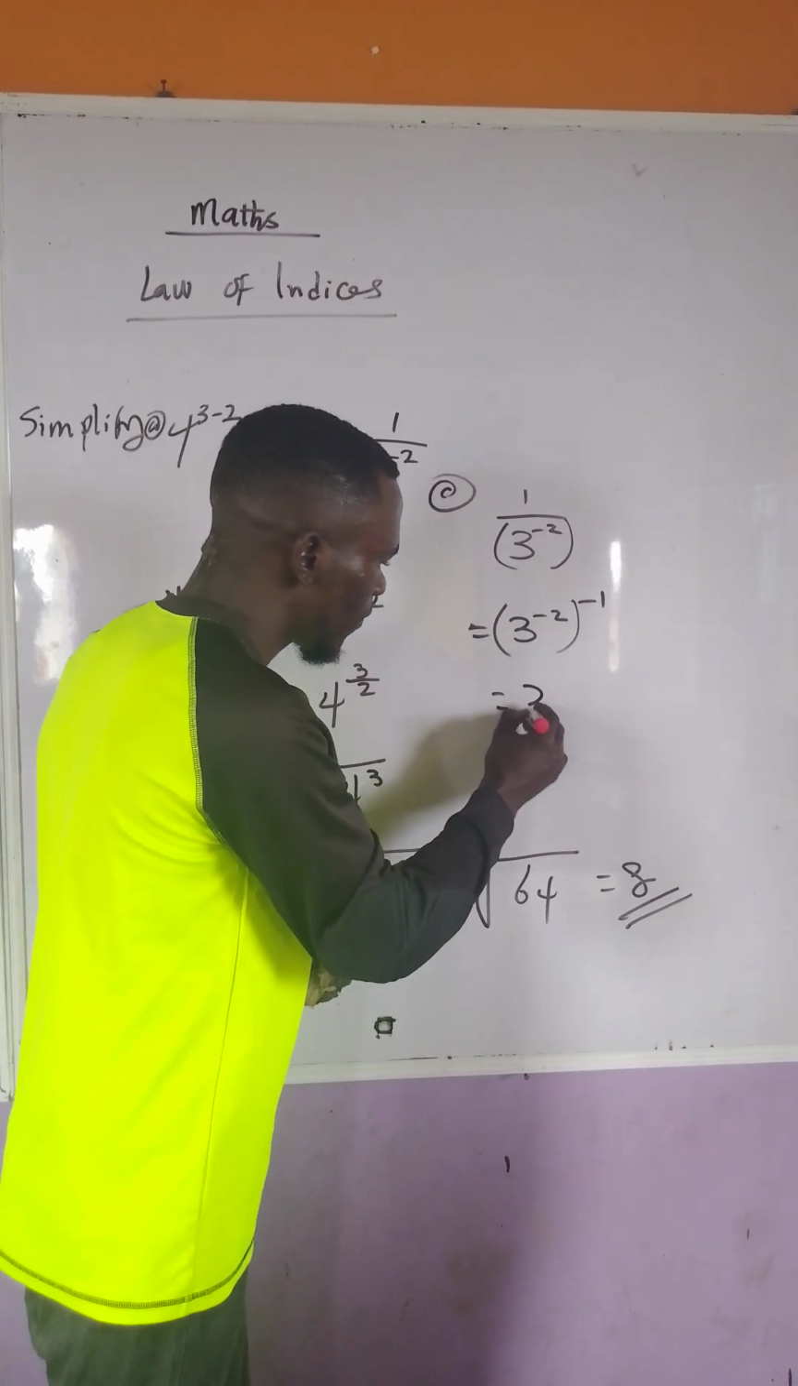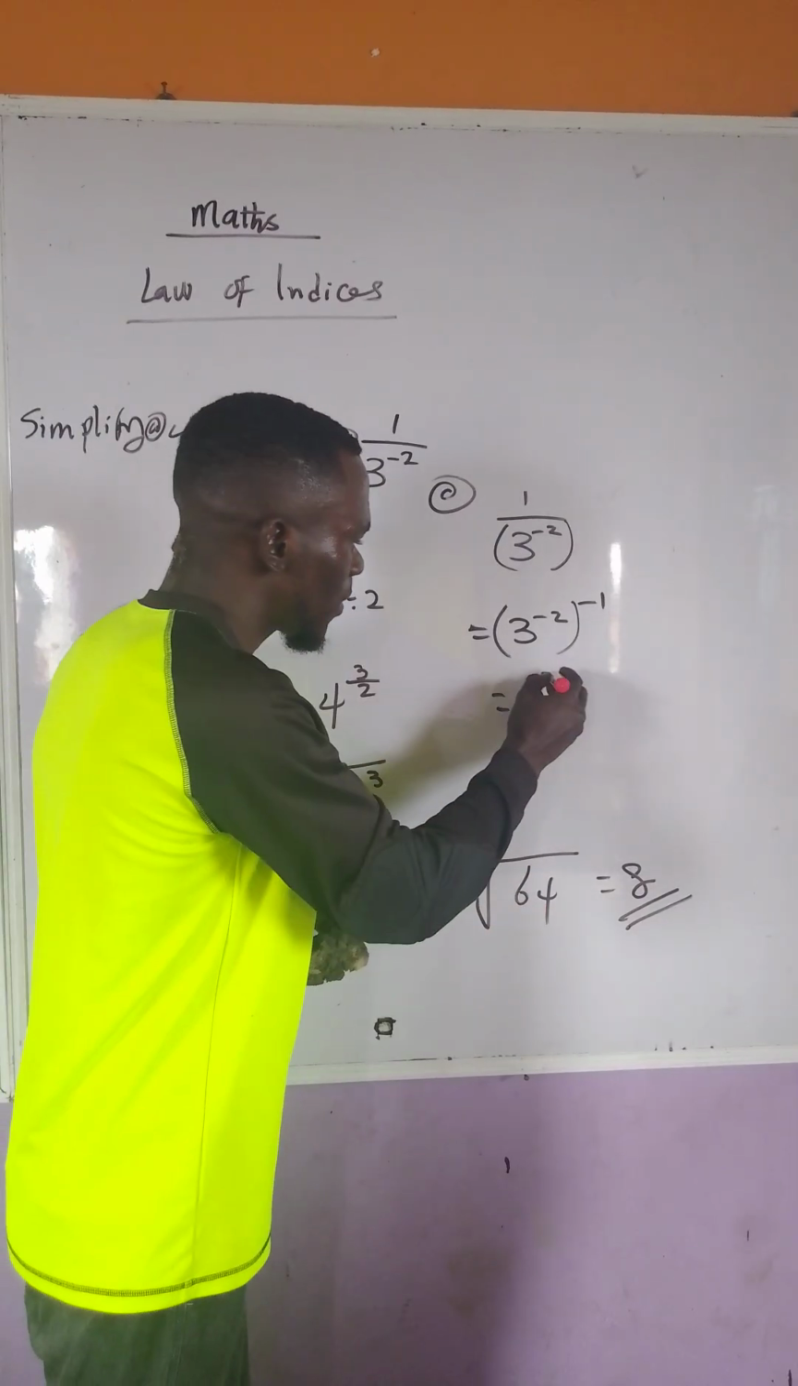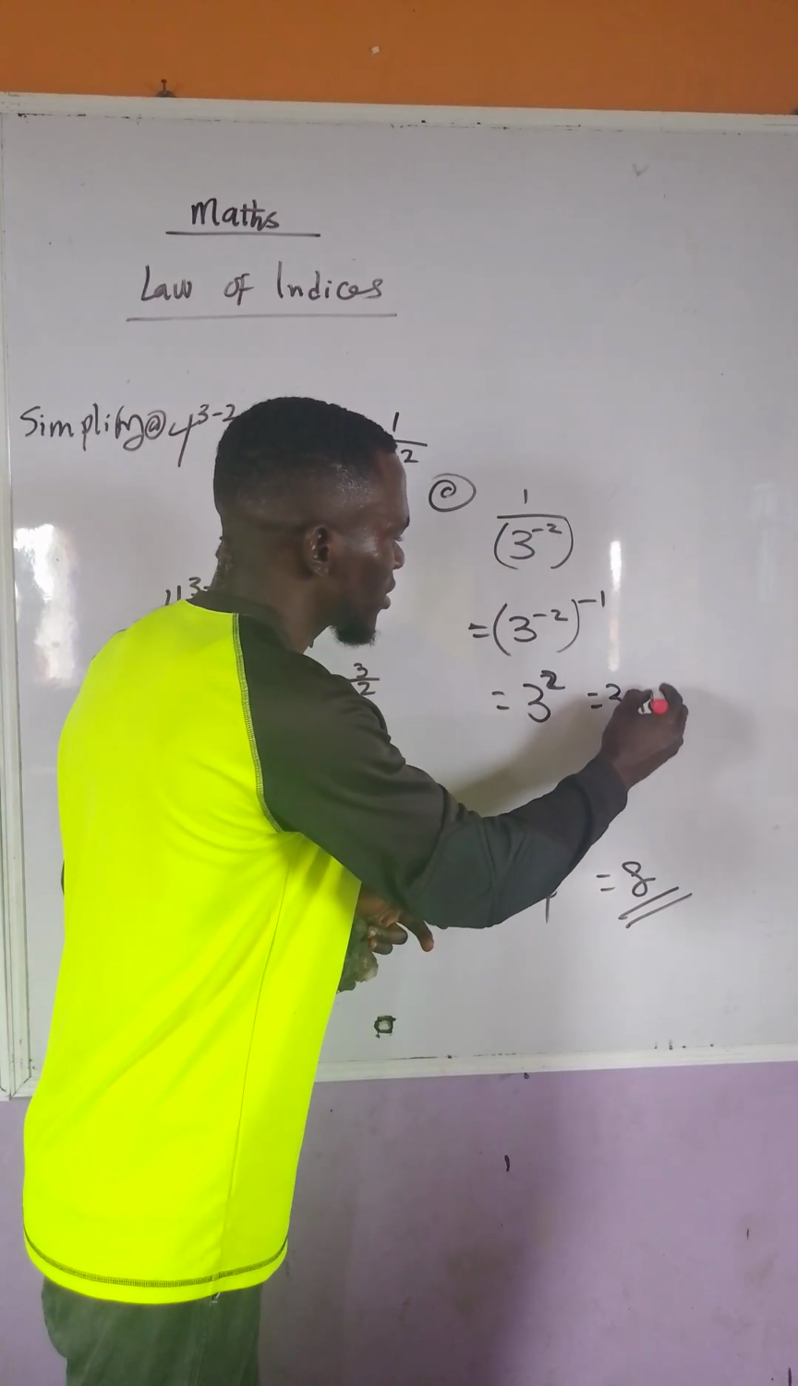So we have 3 to the power of 2. The plus sign is not actually needed. And what is 3 to the power of 2? It means 3 times 3, which will give us 9.